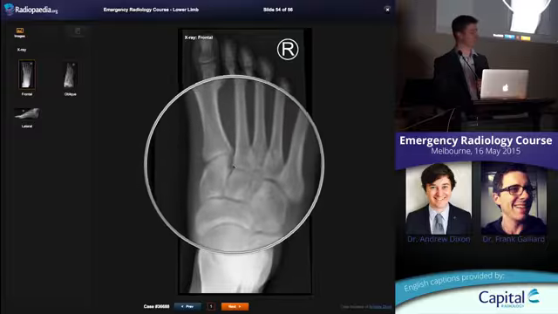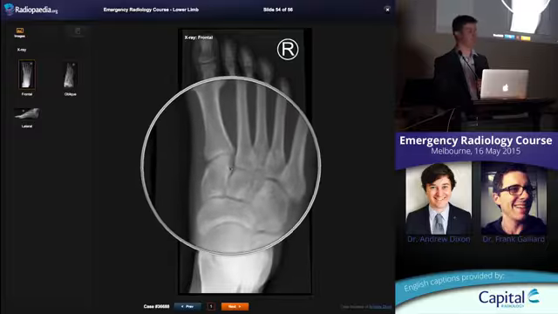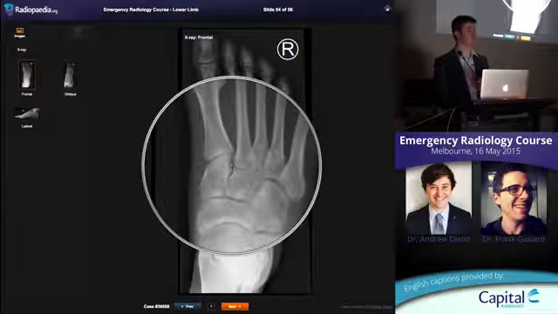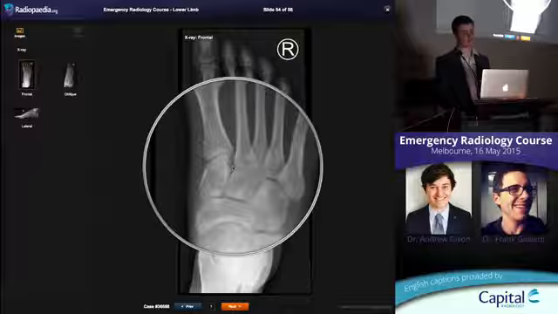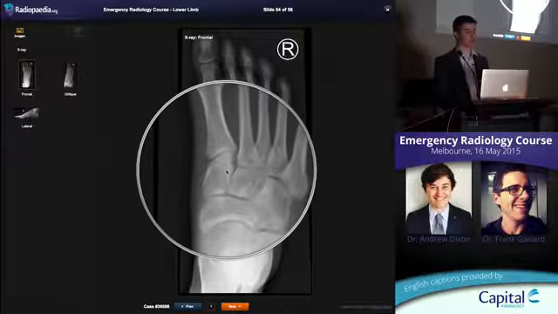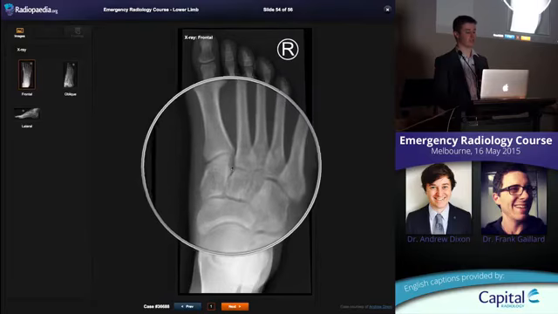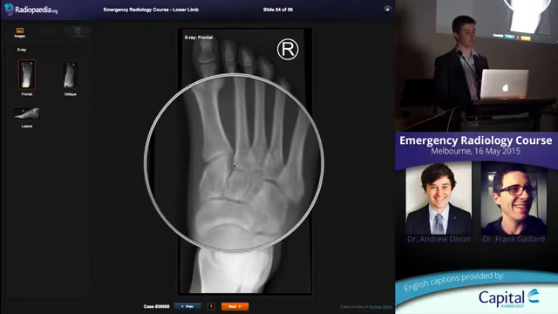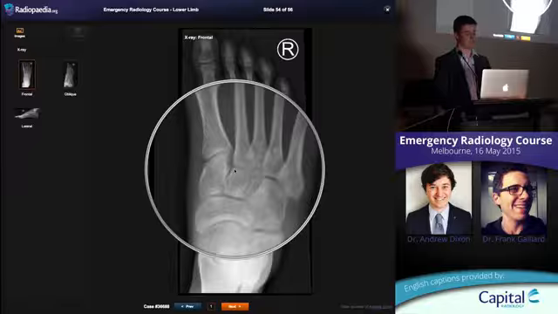This is where the Lisfranc ligament goes across. Again, French people, it's probably Lefranc or something like that, but in Australia we say Lisfranc. And so that's the normal distance between the cuneiform here and the base of that second metatarsal. All right. That's the alignment we want to be looking for.